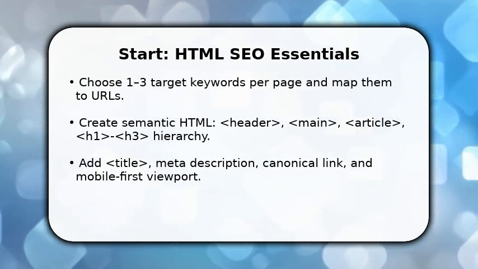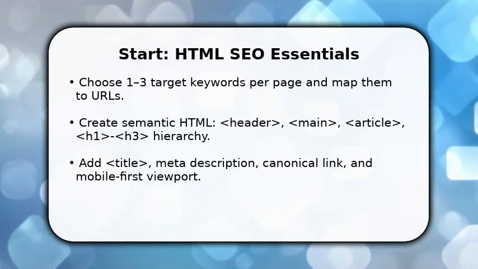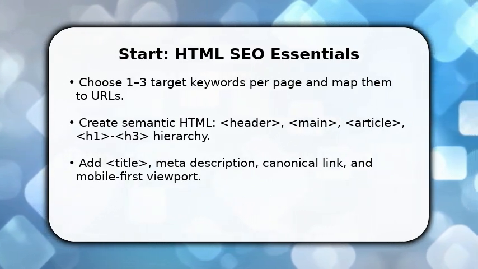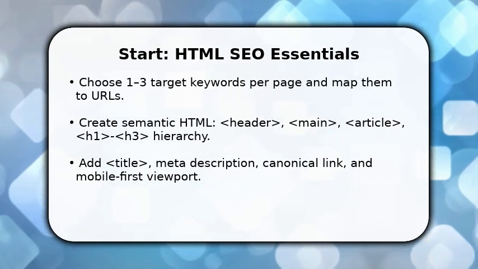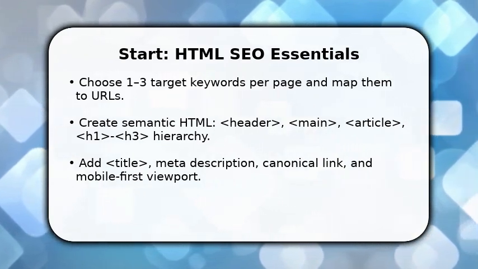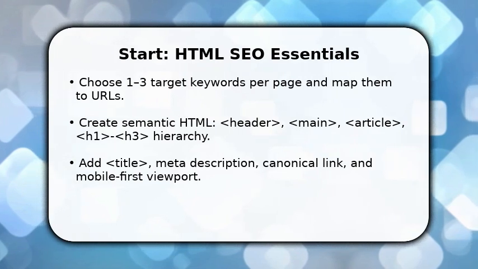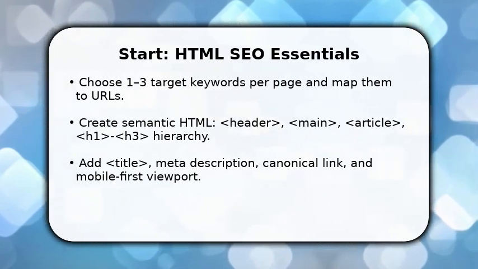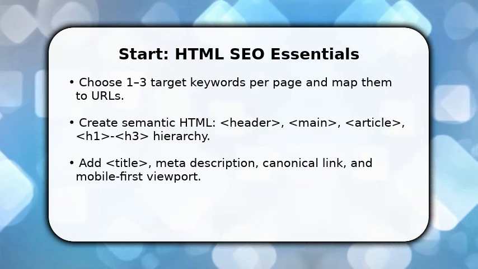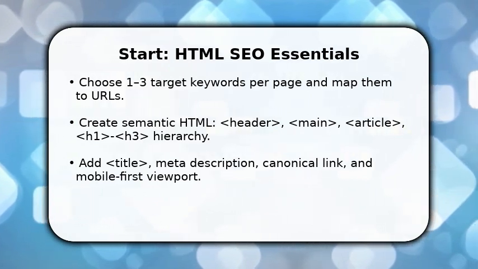Make sure to add a concise title, a meta description that sells the click, and a canonical link to avoid duplicate content. Also set the viewport for mobile-first rendering. Mobile matters for rankings. Start with content scaffolding now, so every following step has a solid foundation.